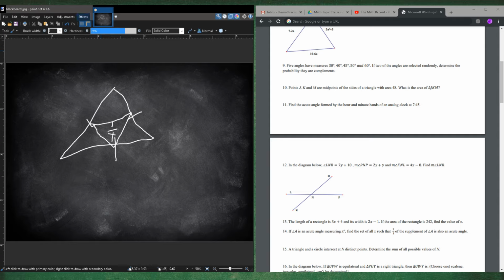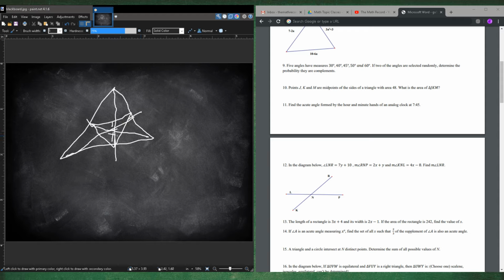Think about this logically. If you split this triangle in half, this half is equal to this half, because these have equal bases and the same height, so they have equal area. If you cut it right here, then this area has to equal this area. And you cut it right here, this area has to equal this area.